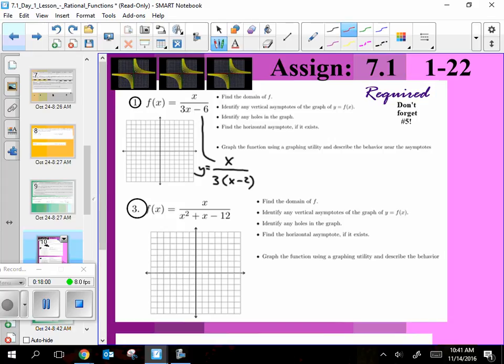Okay, so some thoughts. Verticals come from the bottom, and horizontals, you can't just say comes from the top. Horizontals comes from BOB. Is this bigger on bottom, bigger on top, or same on both? Same on both. It's same degree. And therefore, if it's a SOB, you use, this was the horizontals, y equals, same on both. So ratio of lead coefficients, 1 over 3. That's your horizontal asymptote.